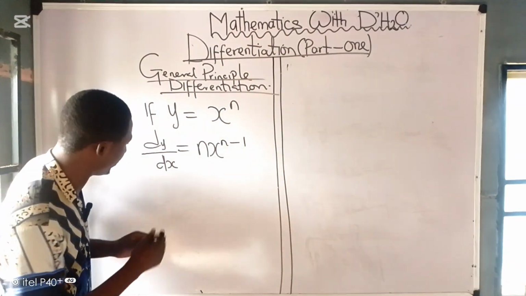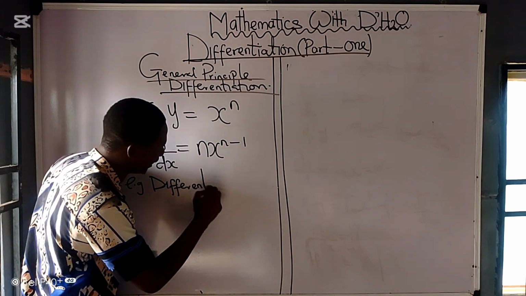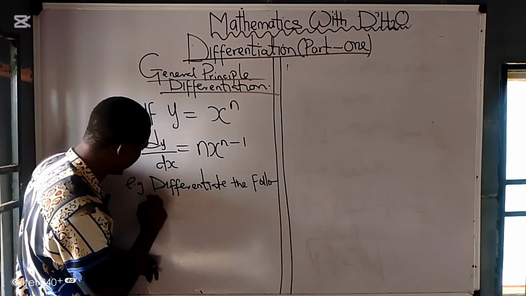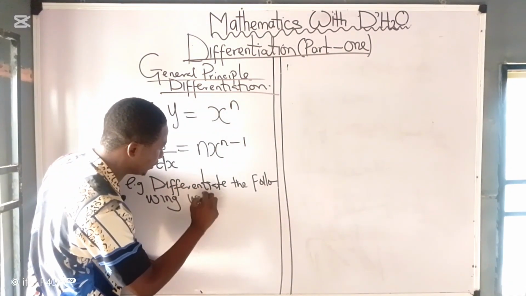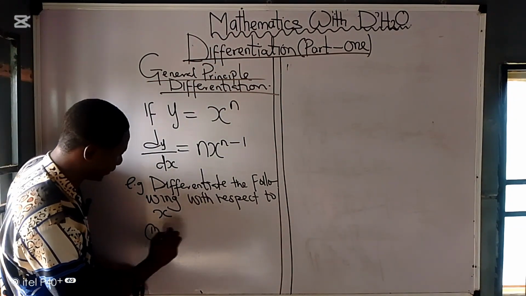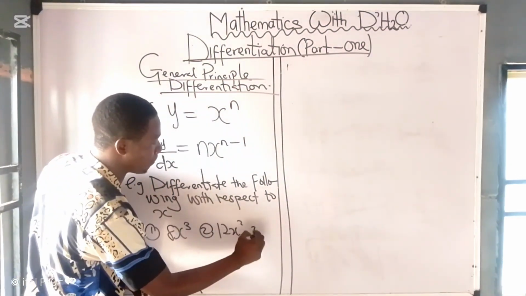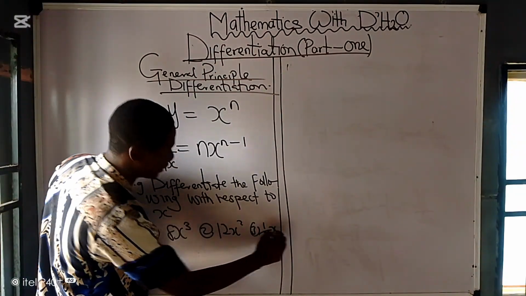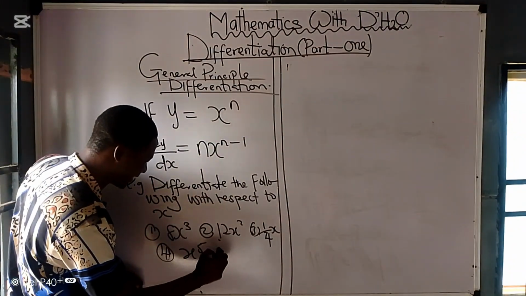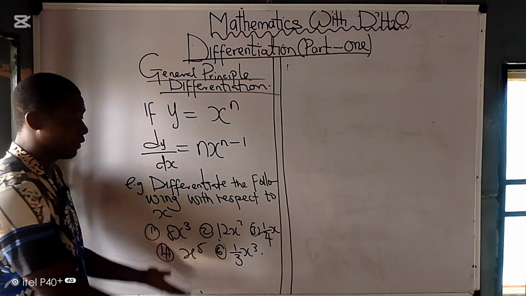For instance, let me give you a question. Differentiate the following with respect to x. Number 1, 8x cubed. Number 2, 12x squared. Number 3, 1 over 4x. Number 4, x raised to the power of 5. Number 6, 1 over 3x cubed. For instance, I'm going to differentiate this.